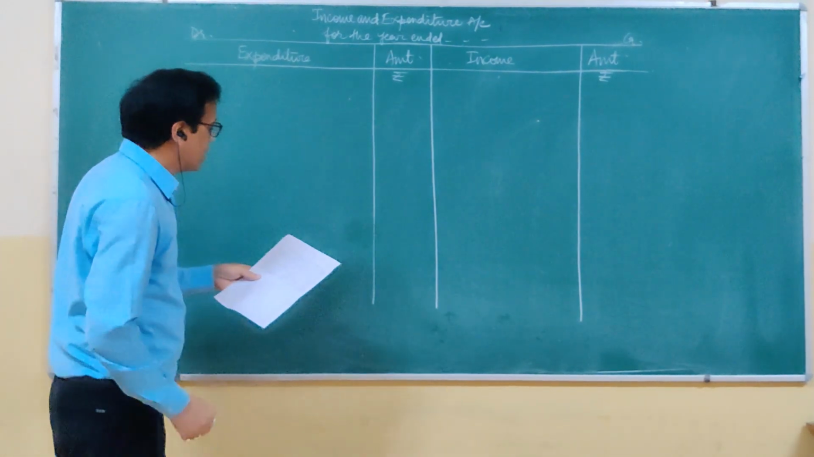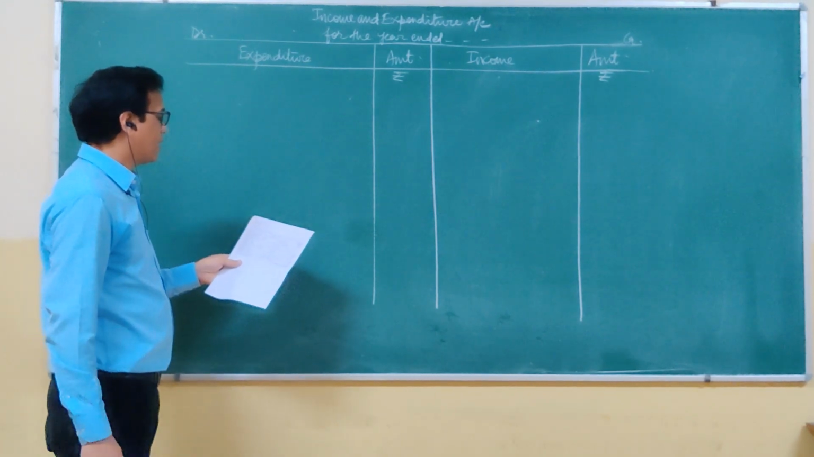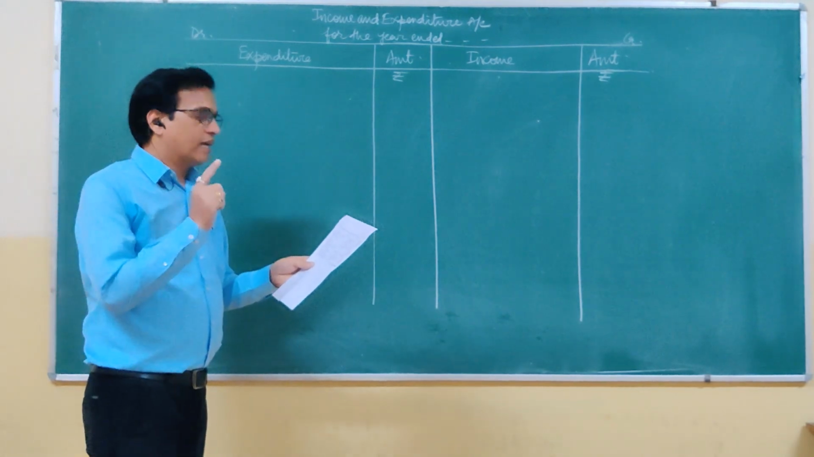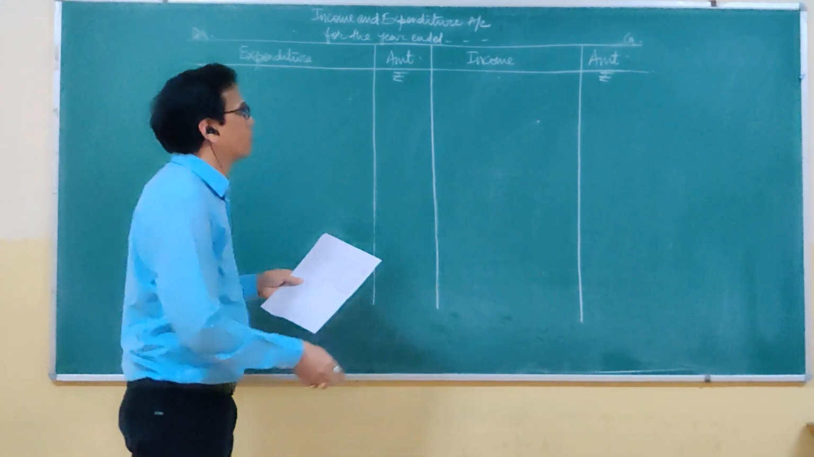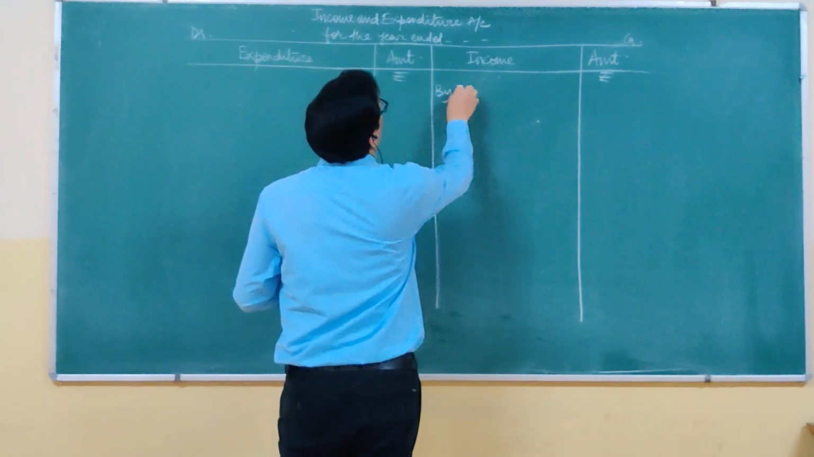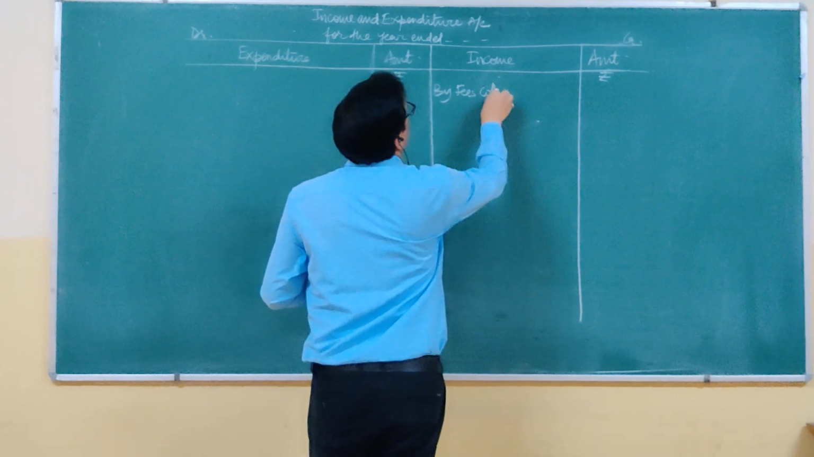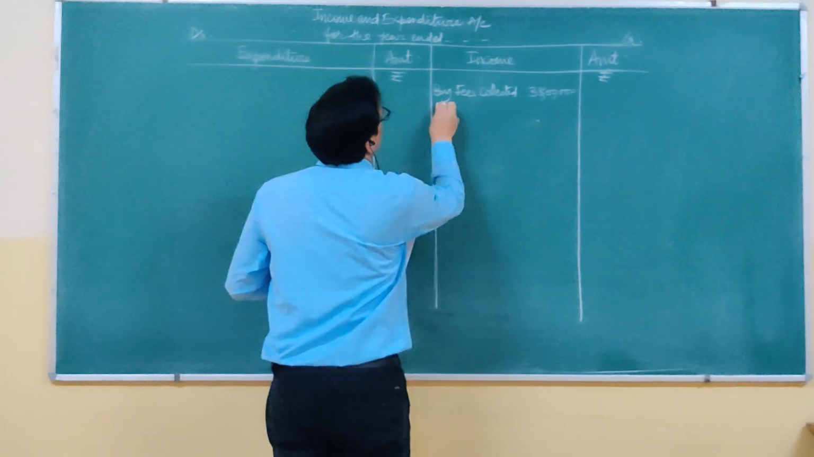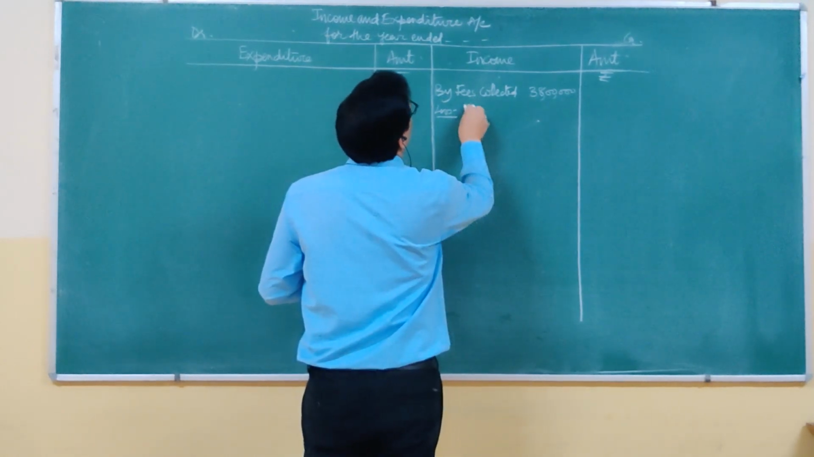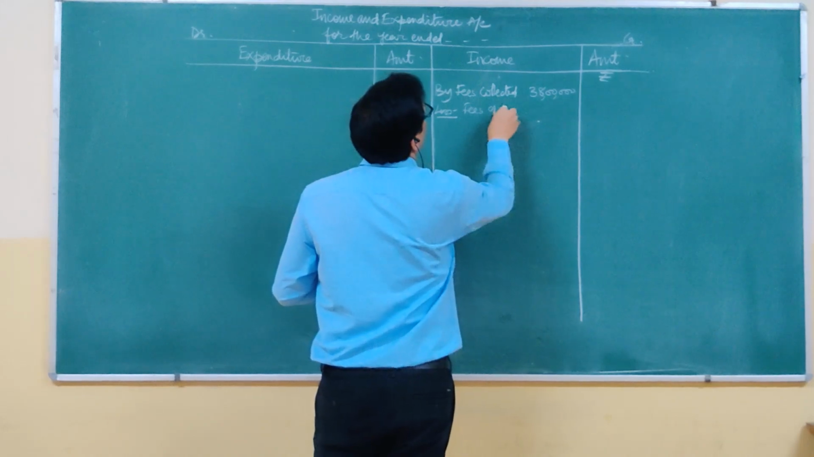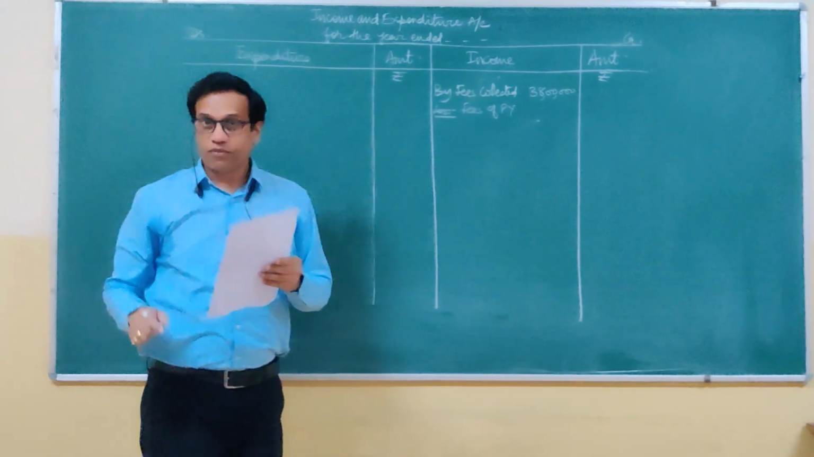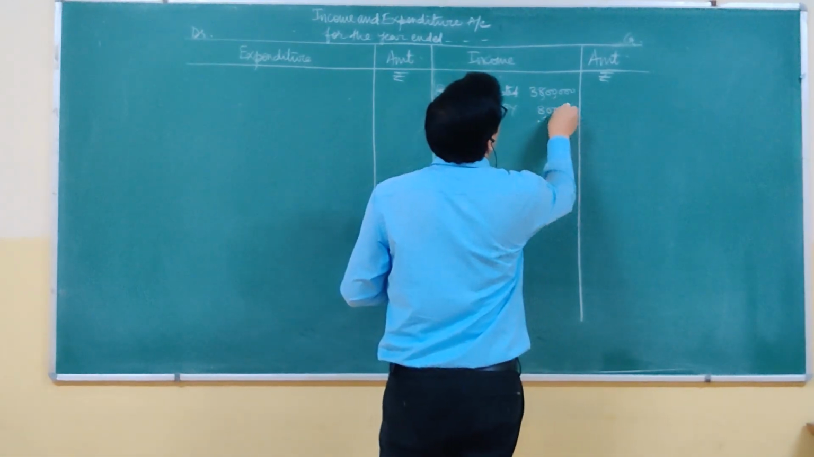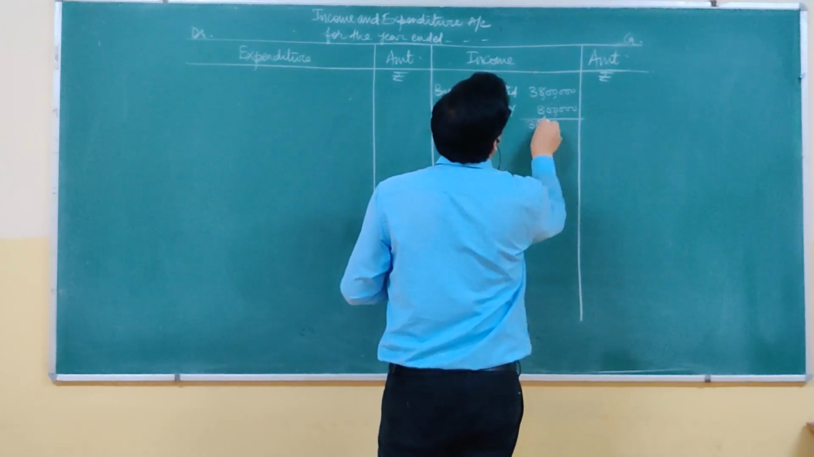First item given in the question is fees collected including 8 lakh rupees on account of the previous year. Fees collected 38 lakh rupees. And out of this 38 lakh, 8 lakh is of previous year. So let us show fees collected. Total amount collected is 38 lakh rupees. We will write here. Less fees of previous year, or we can say fees outstanding at the beginning of the year, 8 lakh rupees. This is 30 lakhs.